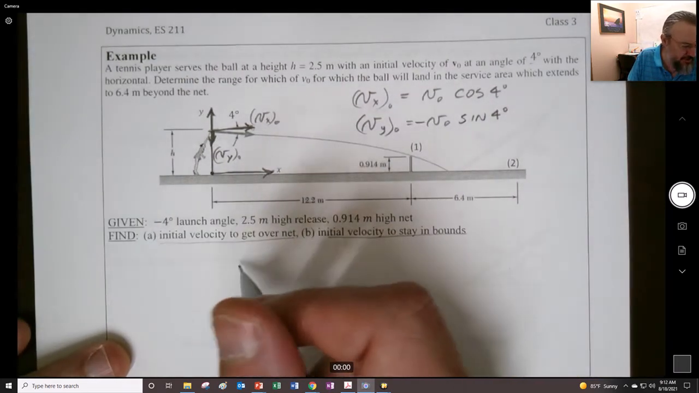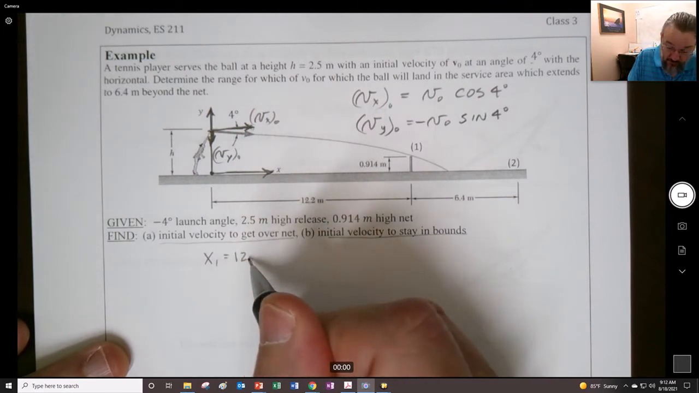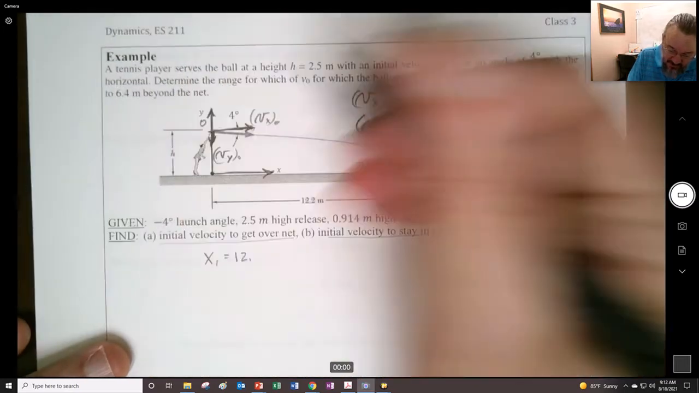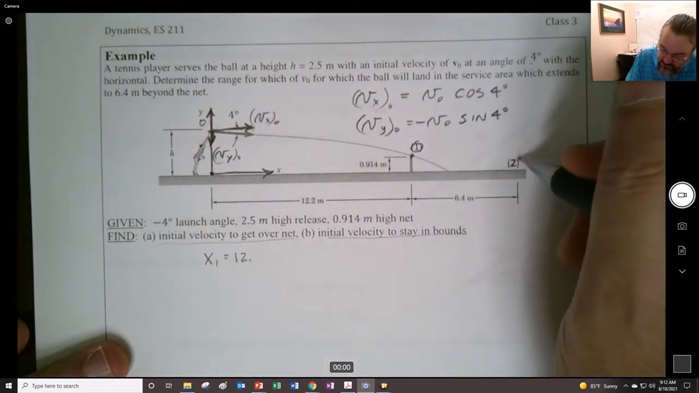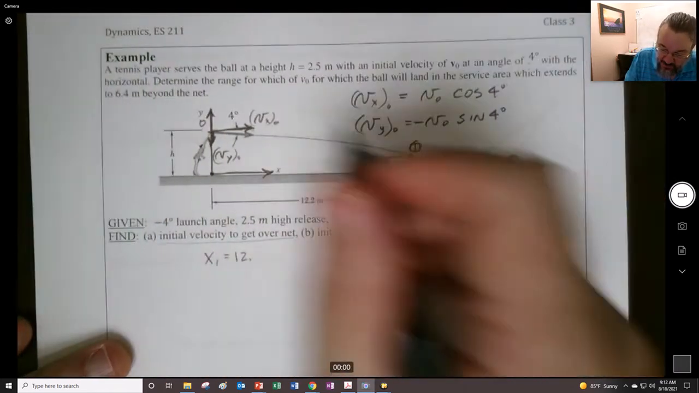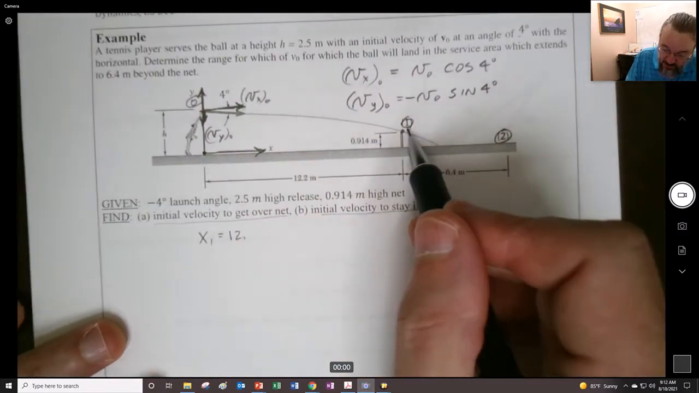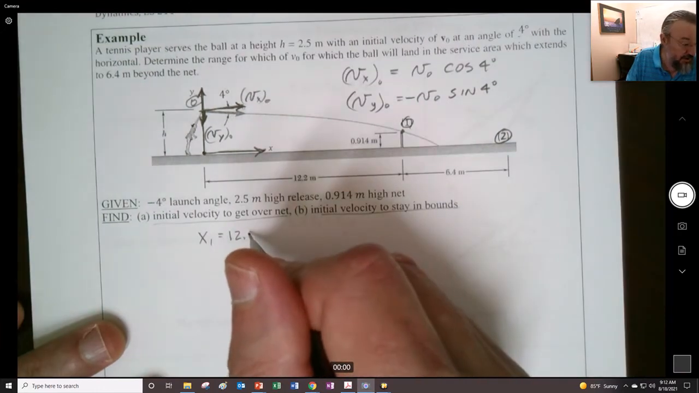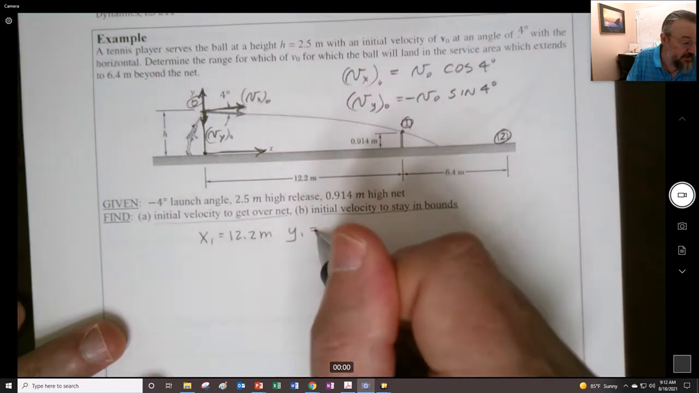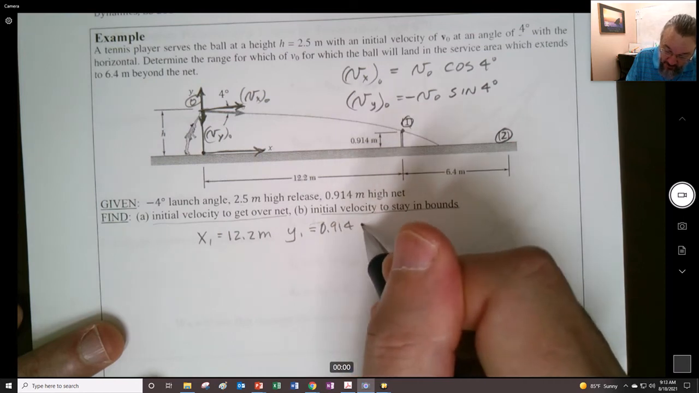So what we could do is say that x1 is equal to 12 point. Okay, so this is going to be x1, right? So this is 0, this is 1, and this is 2. And we already labeled that for ourselves, but if it hadn't been labeled right there, that's what we should probably do if we're thinking through a problem. So the location that we have here is x1 equal to 12.2 meters, and y1 is equal to 0.914 meters, right?